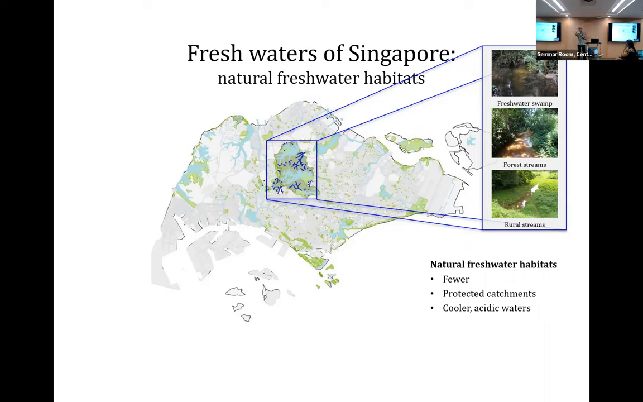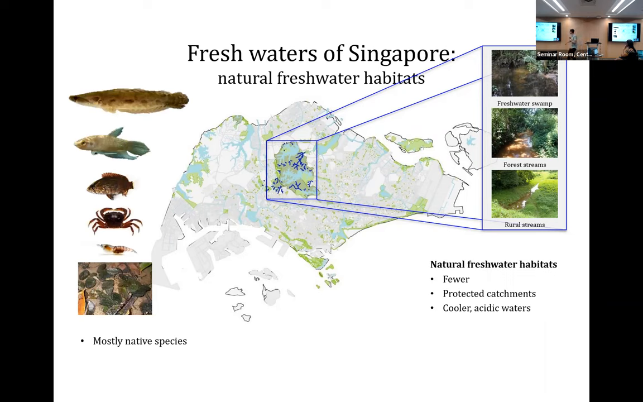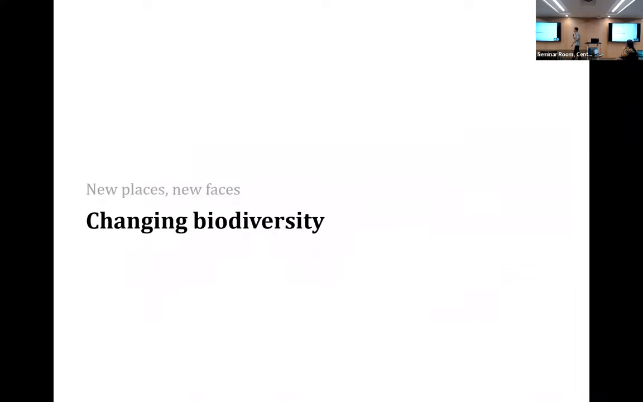It's acidic because the leaves from the trees drop and stay in the water for a while, and they release tannins, like tea, okay? And most of the species that can handle this are our native species. So it's a whole different assemblage, right? Now that you have that context, let's talk a little about the changing biodiversity, the new places and new faces that have been coming around.